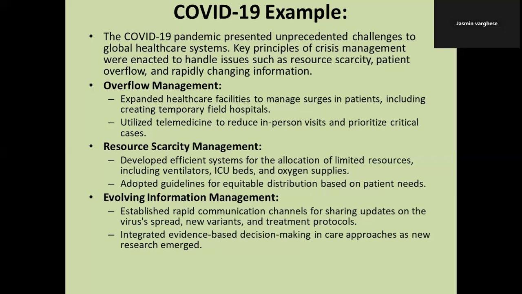For patient overflow, what crisis management did we take? We expanded healthcare facilities to manage the surge in patients, including creating temporary field hospitals, and utilized telemedicine to reduce in-person visits and prioritize critical cases. For resource scarcity, we developed an efficient system for allocating limited resources, including ventilators, ICU beds, and oxygen supplies, and adopted guidelines for equitable distribution based on patient needs.